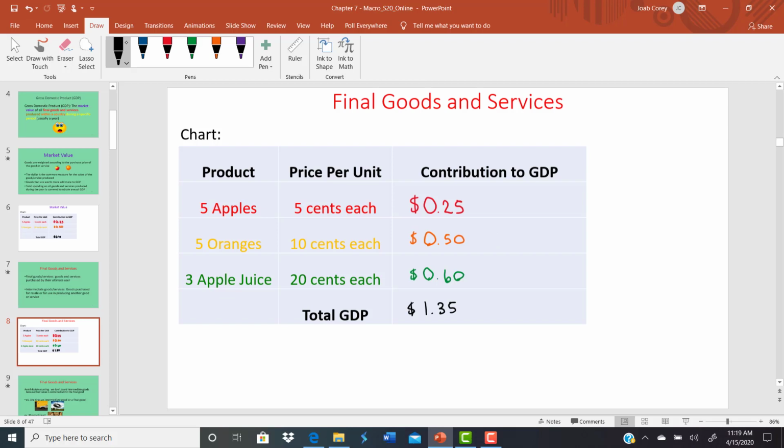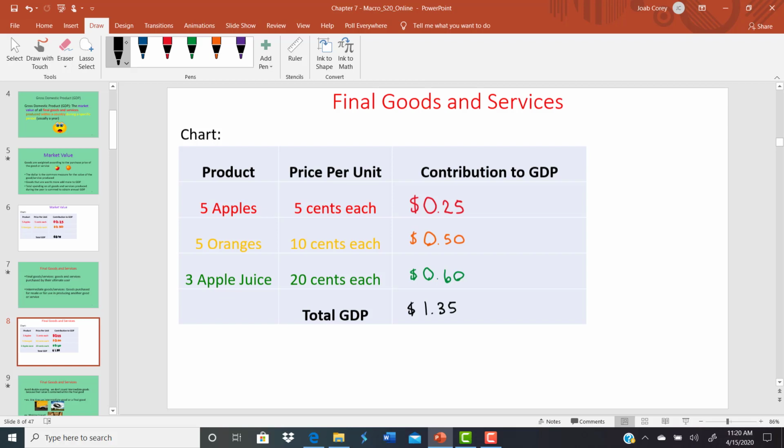Because again, if we take 5 apples and we convert 3 of those apples into apple juice and then sell them, then those 3 apples that were bought and converted into apple juice became an intermediate good, so they don't get included in the GDP at their selling price because they're already capitalized into the value of the apple juice that does get included in the GDP at 20 cents each, right?